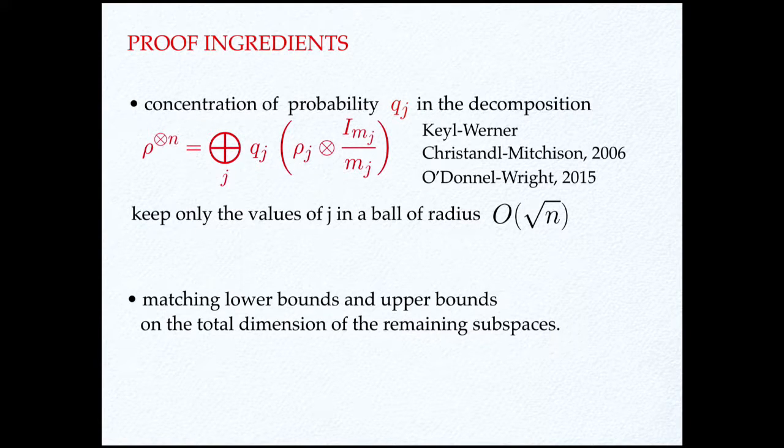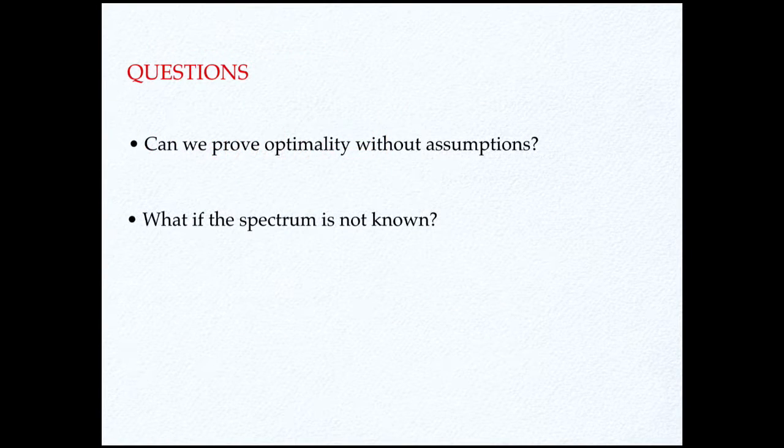What was a bit of a headache for us was to actually find matching upper and lower bounds on the total amount of dimensions that we need. So there was a lot of combinatorics going on in order to quantify what the compression rate is exactly after we throw away the low probability parts. Of course, the questions that were open in this work are: can we prove optimality without any assumption? And the other question was, what if we don't know the spectrum? How can we compress if we don't have a perfect knowledge of the spectrum in advance?